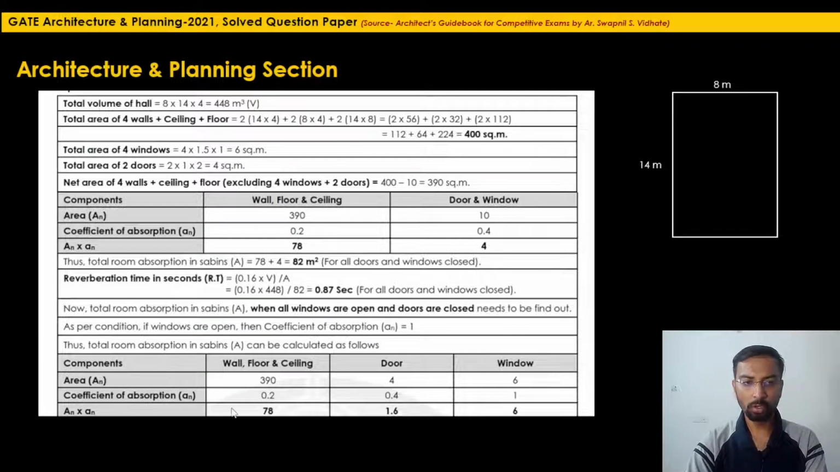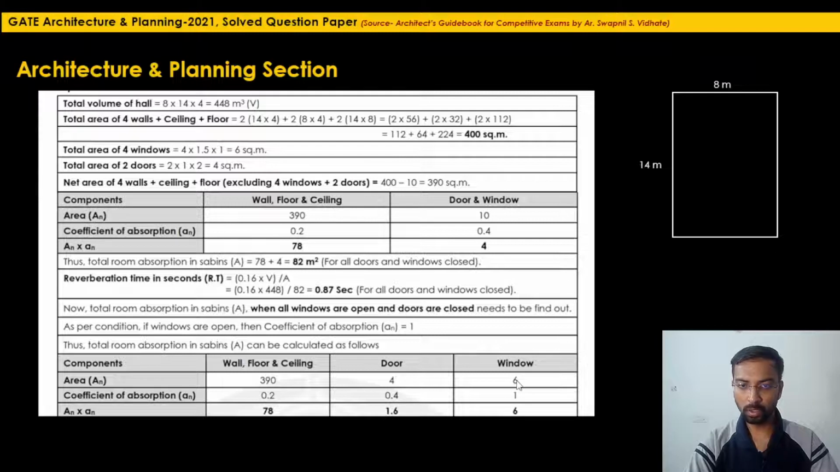Again for them the coefficient of absorption is the same, 0.2, and their total absorption here will be 78. Now for doors, the area of door is 4 square meter, because in the condition they are saying doors are closed. So we will bifurcate. We have bifurcated doors and windows, because right now the condition is changed. So we will multiply 4 with 0.4, because the coefficient of absorption for this particular section for the doors, the treatment is the same, it is 0.4. So their multiplication will be 1.6.